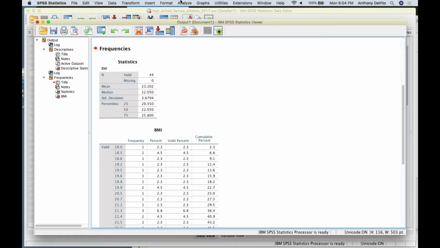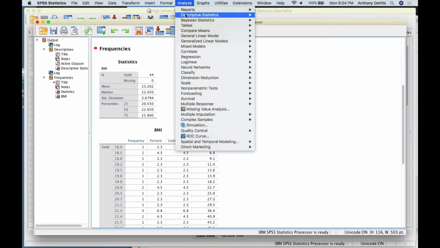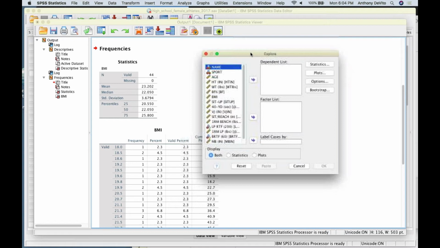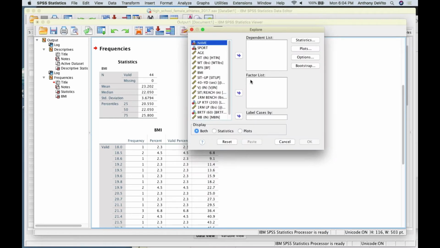Okay. Try another way. Analyze, descriptive statistics, explore. The reason explore is really valuable to us is because it allows us to factor the categorical variables into their different values.